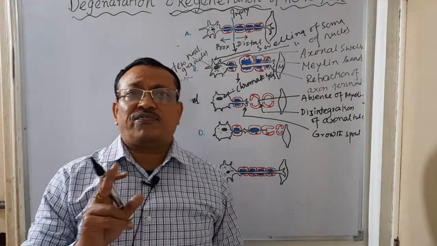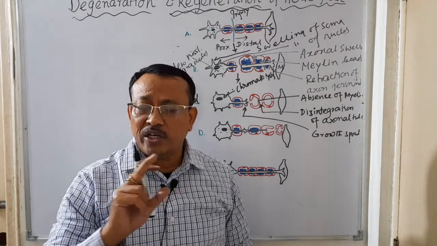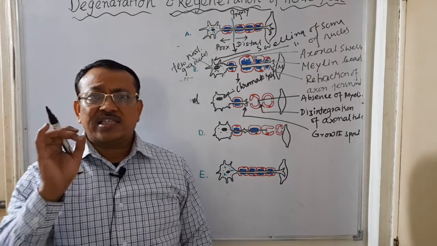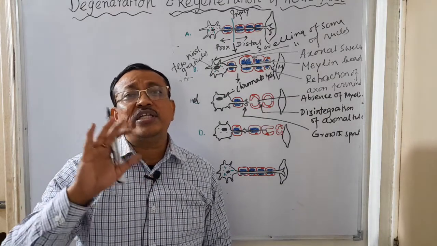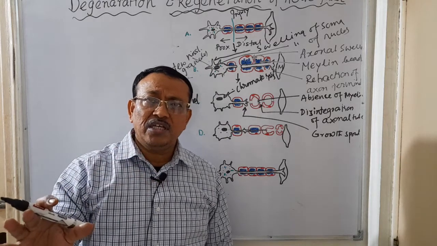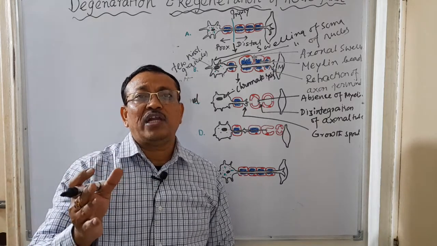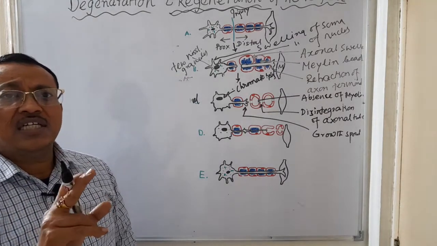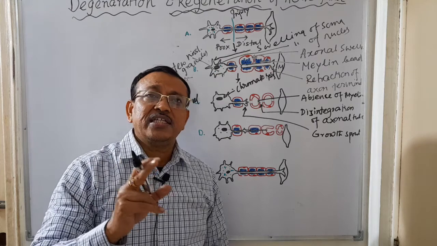The regeneration of the nerve fiber generally takes place in the peripheral nervous system, not usually in the central nervous system. That means if a central nervous system nerve fiber gets damaged, generally there is no regeneration, and that nerve fiber is permanently damaged. But in the peripheral nervous system, if the nerve fiber gets damaged, then after some period that nerve fiber will reappear, will regenerate. So central nervous system nerve fibers don't usually regenerate, while peripheral nervous system nerve fibers usually regenerate.